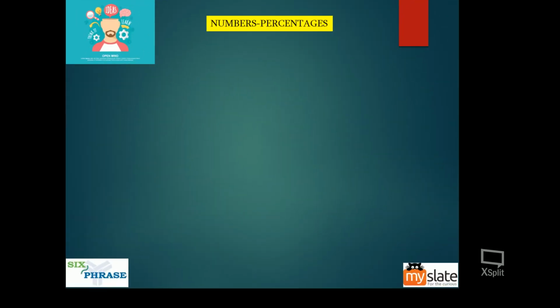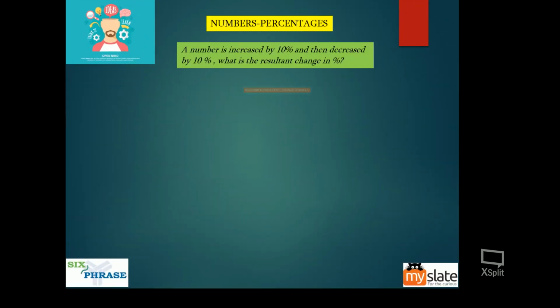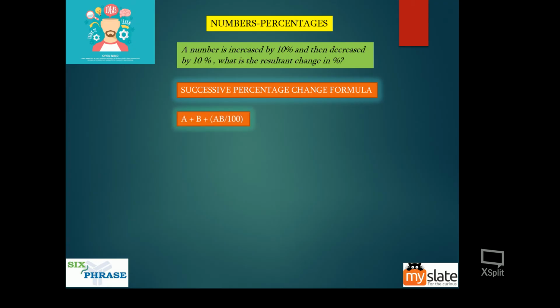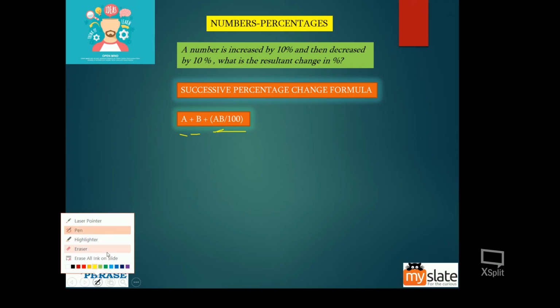Okay, this is the formula. I'm taking the same question, and the name for this formula is the successive percentage change formula. It is a plus b plus ab by 100. And you have to be careful to understand that this 100 belongs to only this term. This 100 belongs to the third term only. The first term and second term don't have divided by 100. So that you must be aware of.